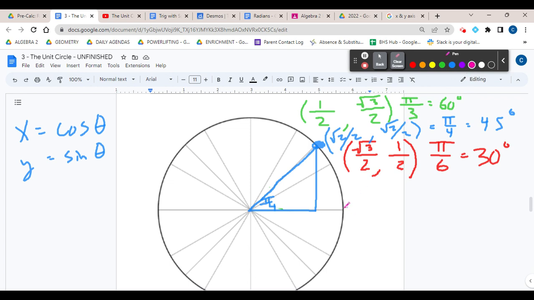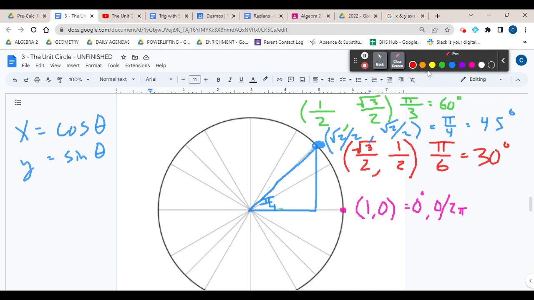If we want to look at two others here, this angle right here is 0 degrees. And we know the point is going to be 1, 0. Okay. And so we're at 0 degrees. All right, 0 radians or 2 pi radians, if we make a full rotation. And so if we have a 0 degree angle, the cosine is 1 and the sine is 0.